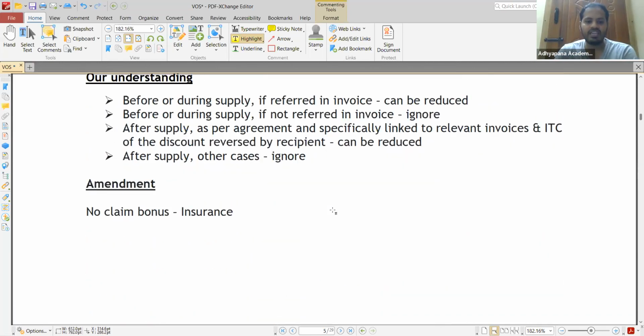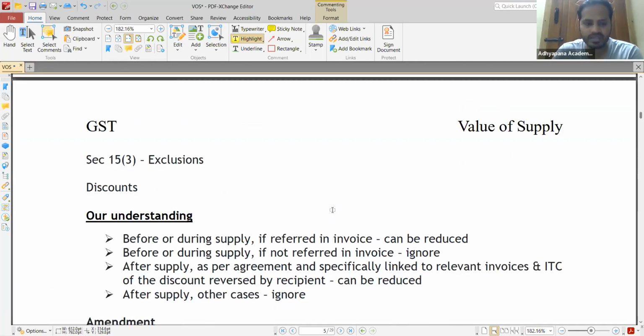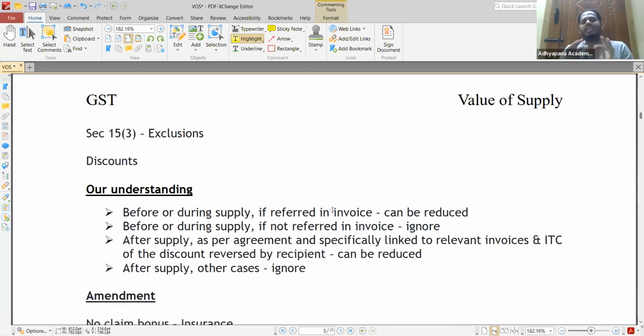Then 15.3 is nothing but exclusions. Exclusions are simple, guys. See, exclusion is talking only about discounts.